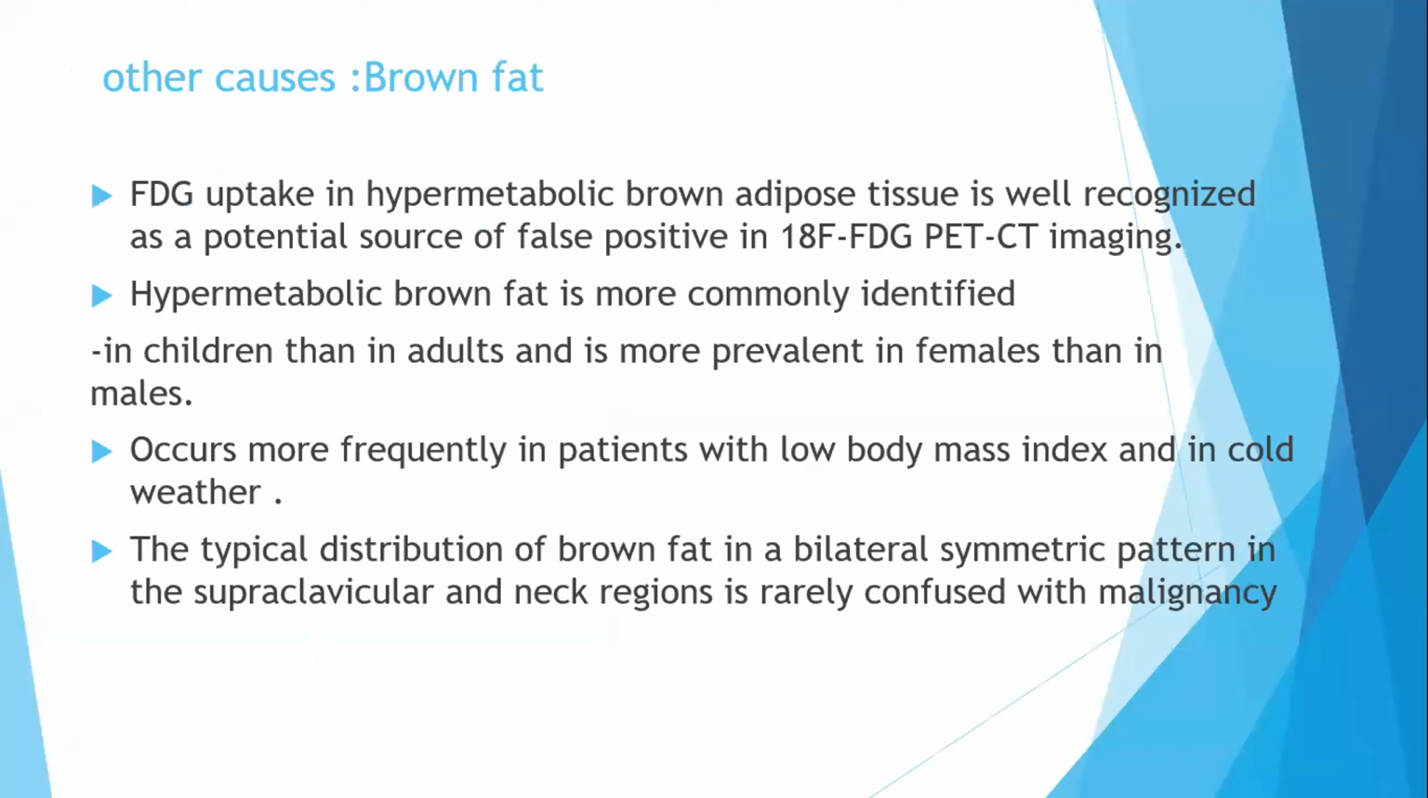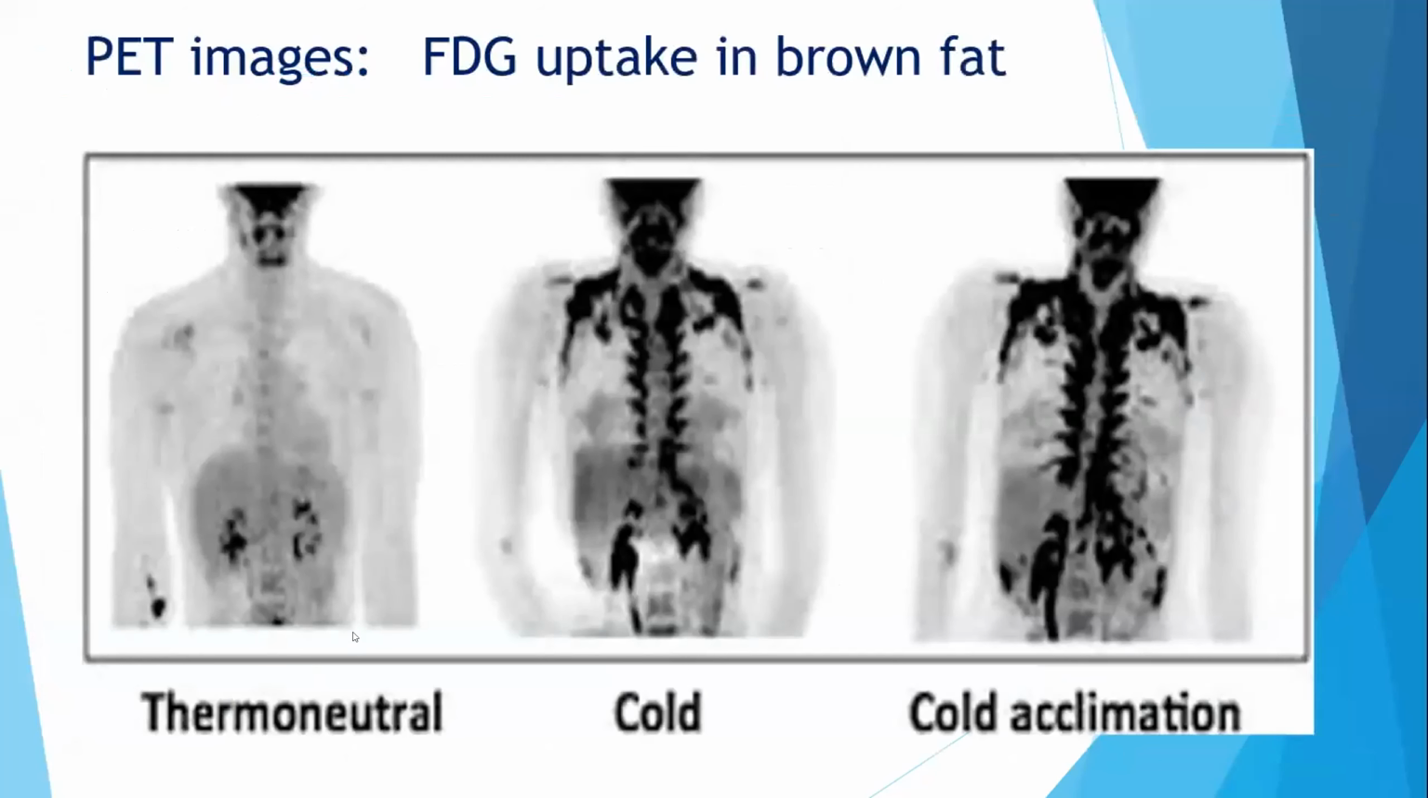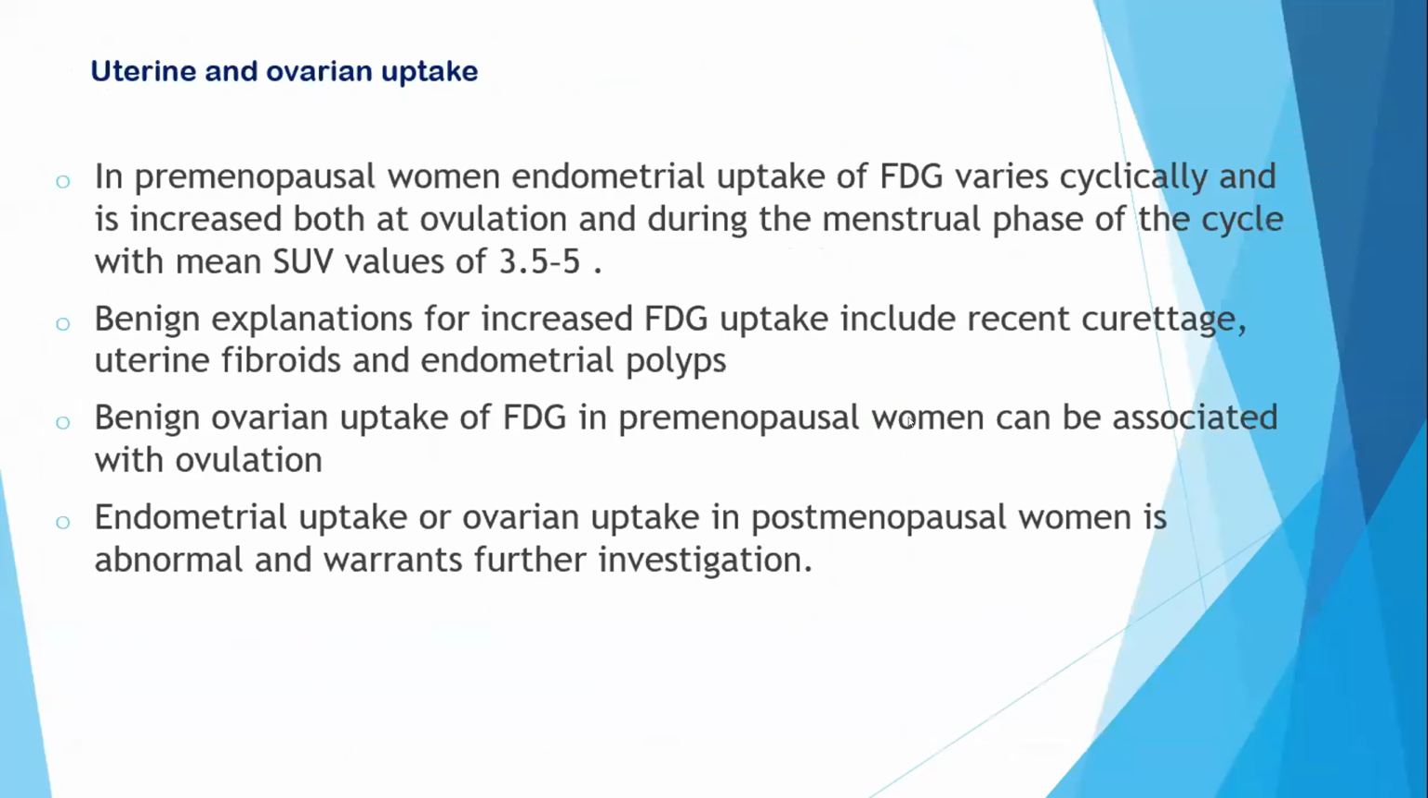FDG uptake in brown fat occurs in children, females, and in cold temperature. This is a thermoneutral PET, and this one is in a cold environment. It is an extreme cold environment. So all these are FDG uptake in brown fat that may mimic a lesion. Uterine and ovarian uptake may be seen in a premenopausal woman, and it may be normal, but in the case of a postmenopausal woman, it is abnormal and warrants further investigation.